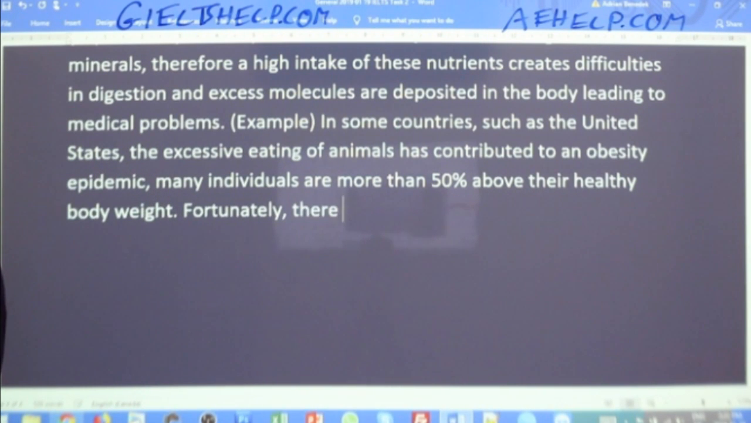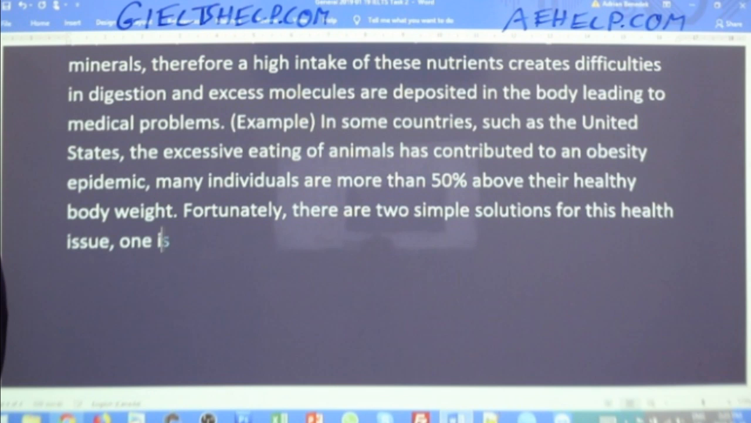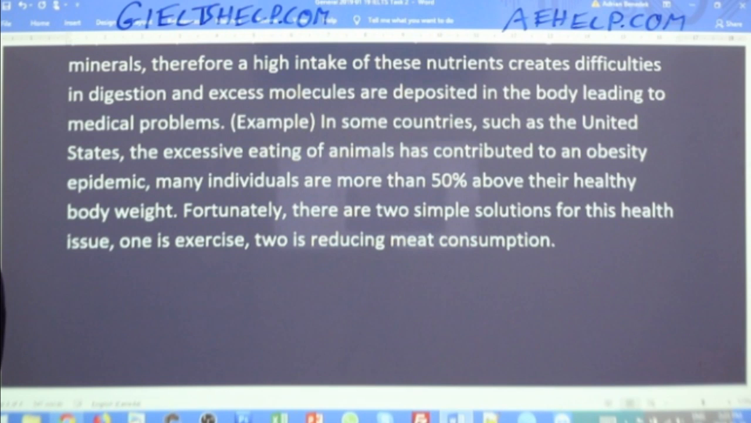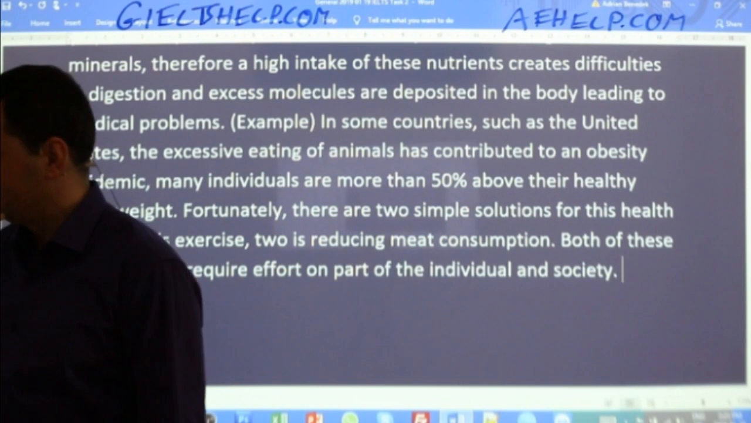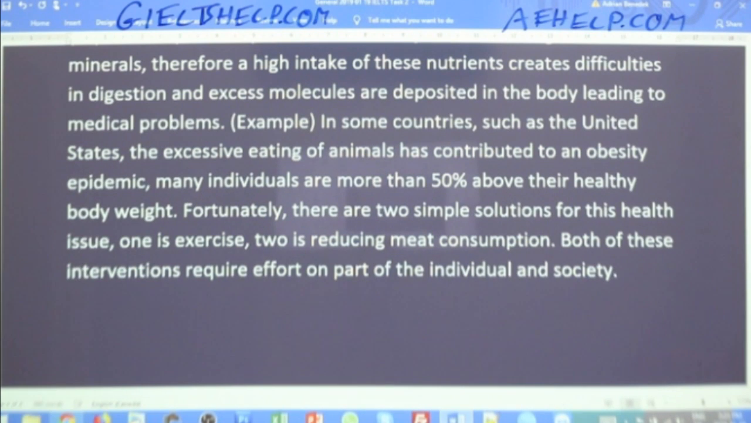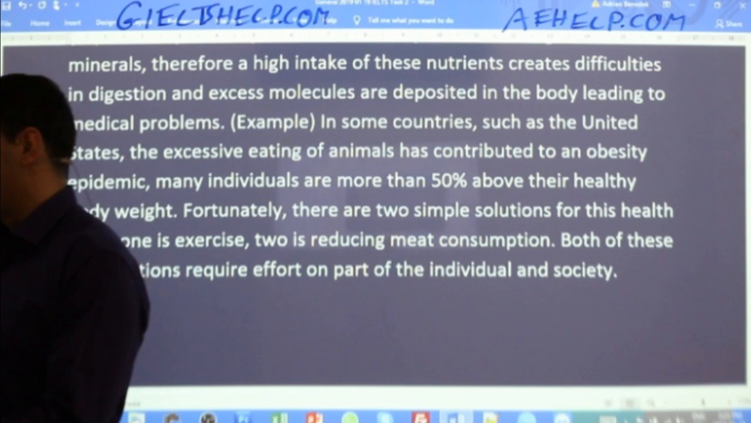Fortunately, there are two simple solutions for this health issue. One is exercise. Two is reducing meat consumption. Both of these interventions require effort on the part of the individual and society. Okay, so that is my solution. Just going along nice and smooth here. And now, Afsana, you're right. I need a connecting sentence. Okay, so I need to connect.